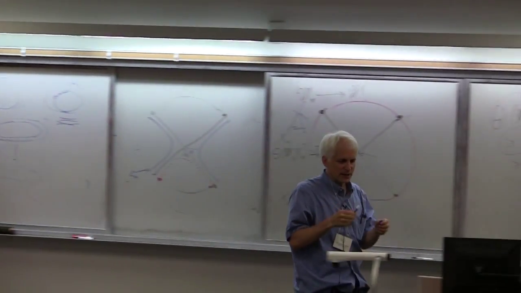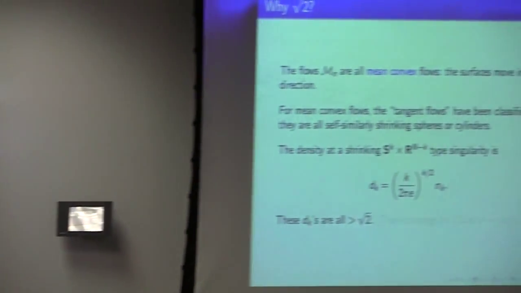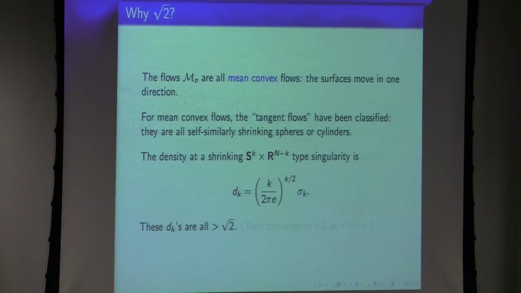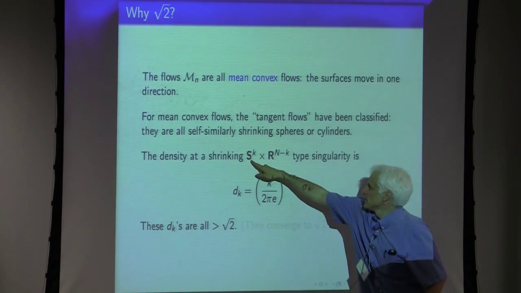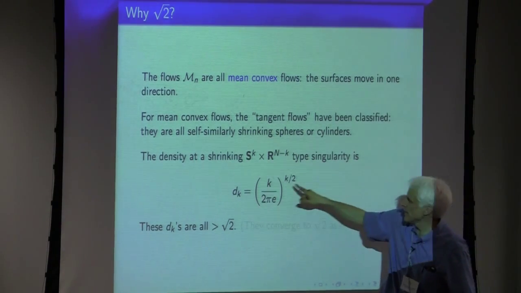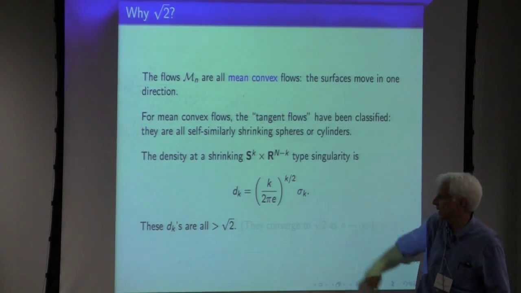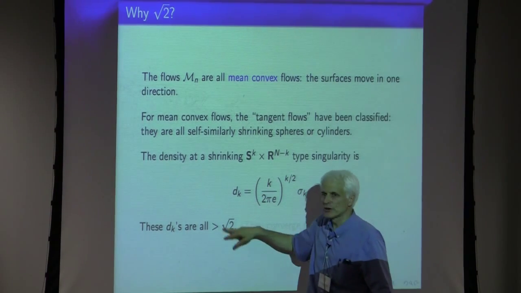So that's what I mean when I say they've been classified. For mean convex flow, the singularities all look like either shrinking spheres or shrinking cylinders. And you know what those Huisken densities are at those things, namely the density at one of these, if you have a shrinking cylinder, so that's an S^k cross R^something or another, then its density is given by this formula. Okay. And in particular, these numbers are all greater than square root of 2.